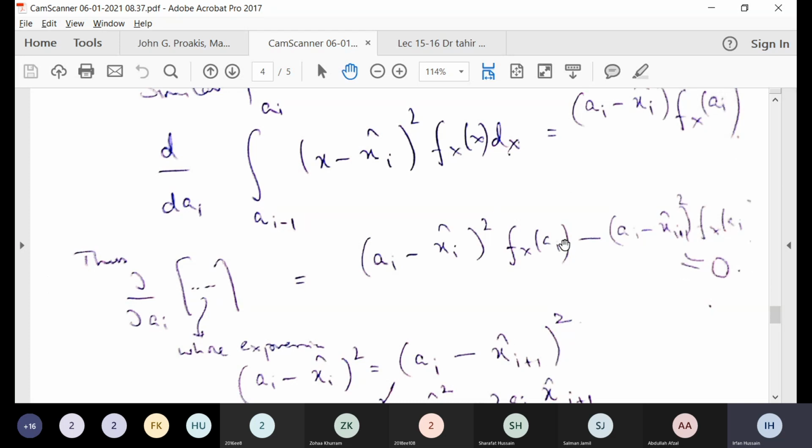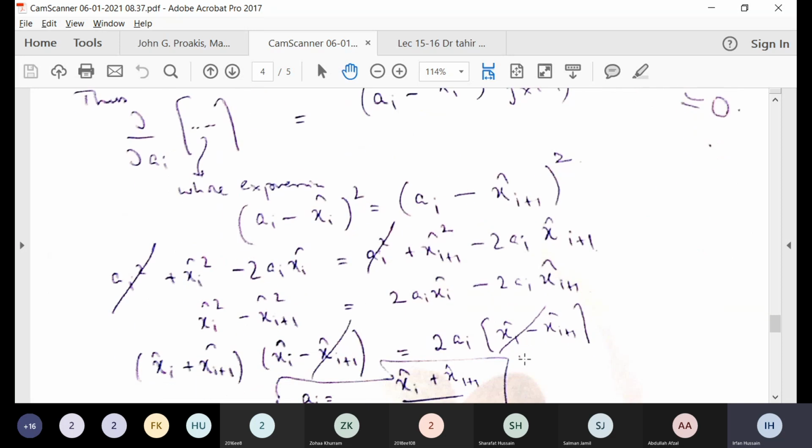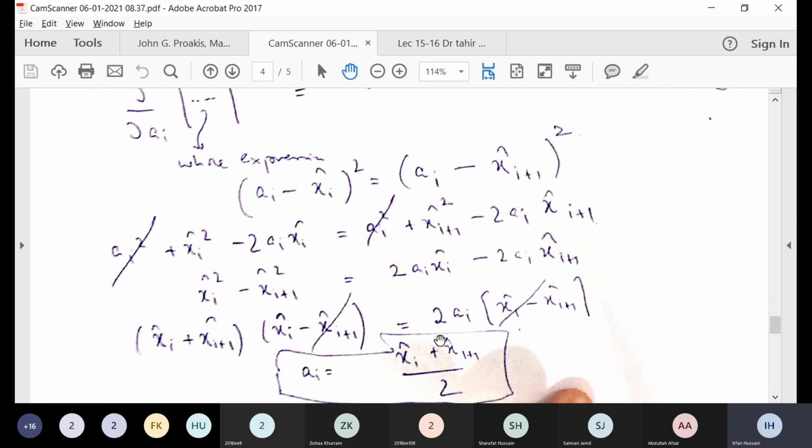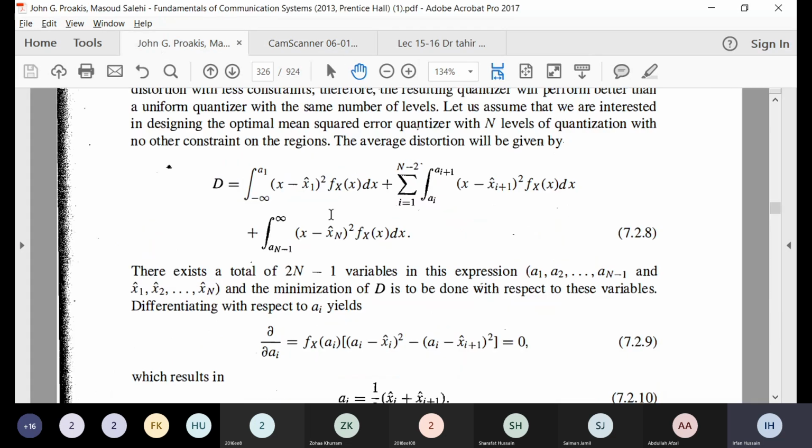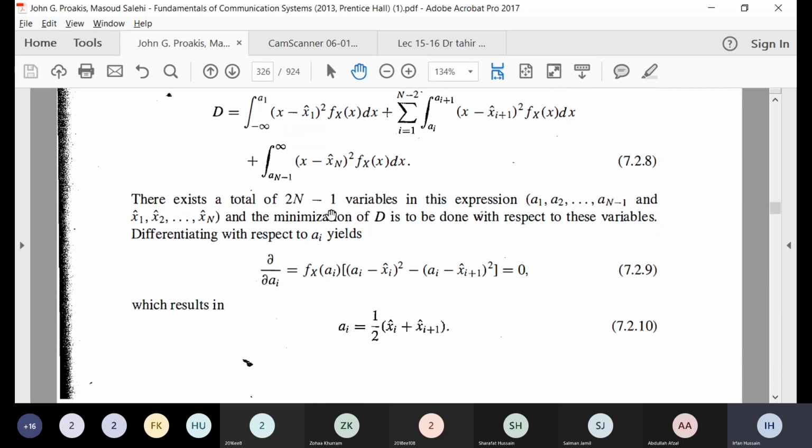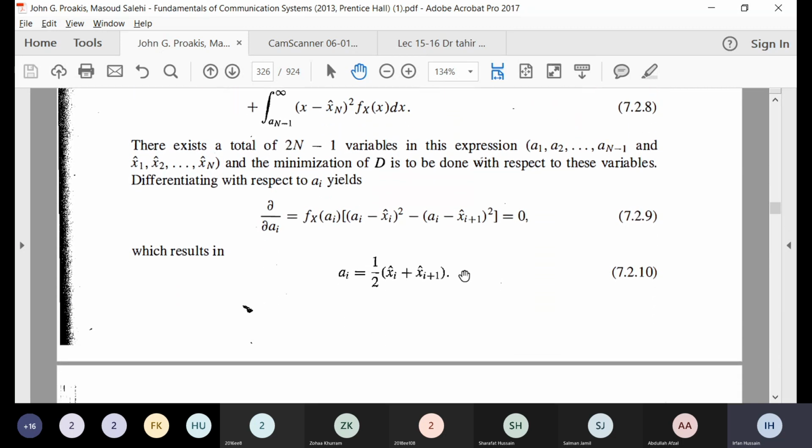fx will cancel, assuming that the probability of ai is not 0, so fx cancels, and this term will go on the other side of 0. You can open up the brackets, and you will be able to find the value of ai as the mean of the two values that have been chosen, the quantization levels. You have two consecutive quantization levels, and the boundary condition will be the mean of those values. Again, many steps are missing in the book, but you can just follow my notes and you will get this proof.